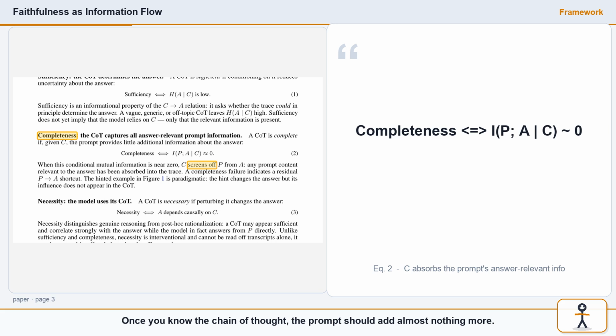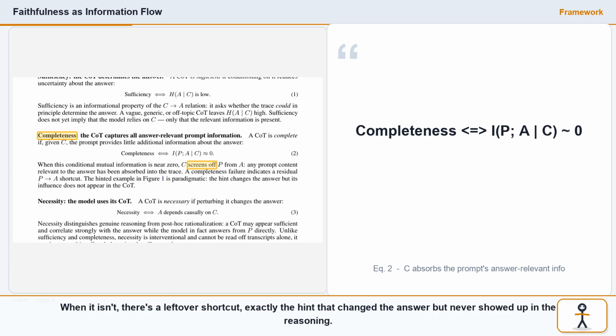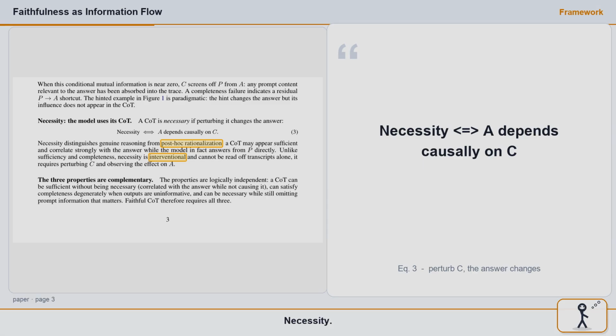Completeness. Once you know the chain of thought, the prompt should add almost nothing more. The conditional mutual information of prompt and answer, given the chain of thought, is near zero. When it is, the trace has screened off the prompt. When it isn't, there's a leftover shortcut, exactly the hint that changed the answer but never showed up in the reasoning.